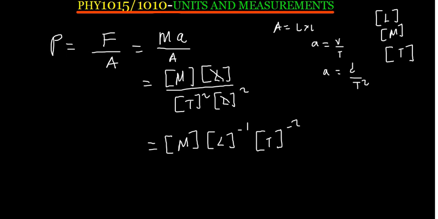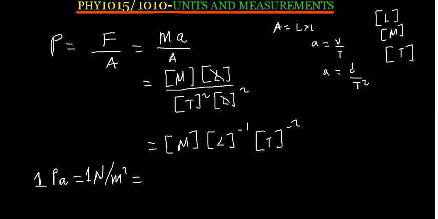Now remember, pressure is measured in Pascal. So the unit for pressure is Pascal. And we know that since pressure is force over area, force is given in what? Newtons. And area is given in meter squared. So 1 Pascal is the same as 1 Newton per meter squared.